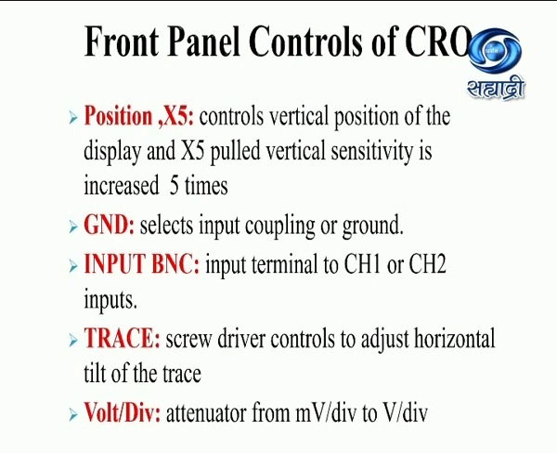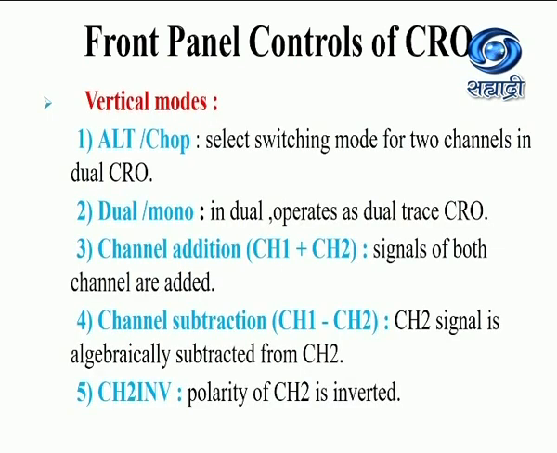So this is the range of this control. Then we have some vertical modes. In that, the sub modes are alt and chop. So it will select switching mode for 2 channels in dual CRO. Then we have dual or mono. So dual operates as dual trace CRO. In mono mode, we can select only one trace.